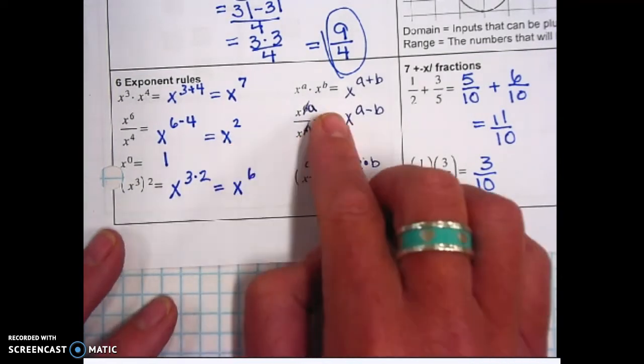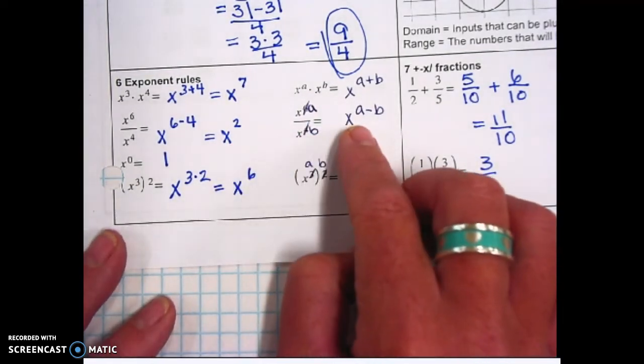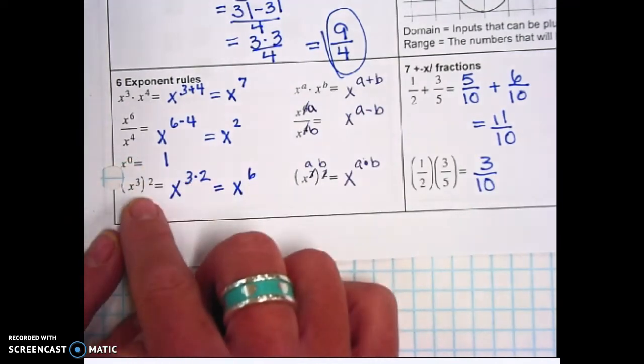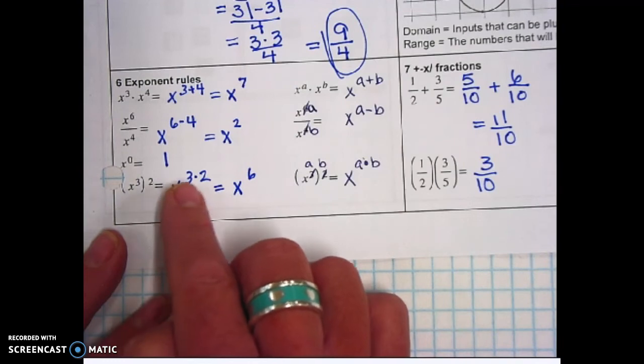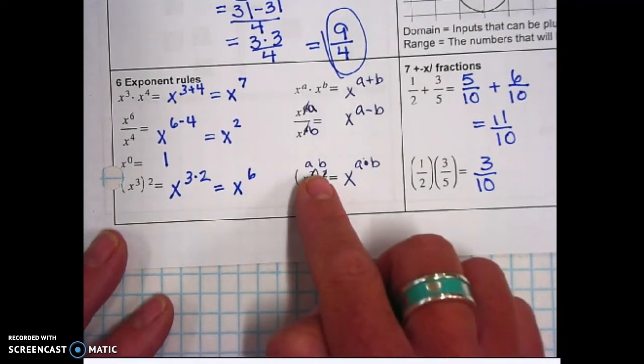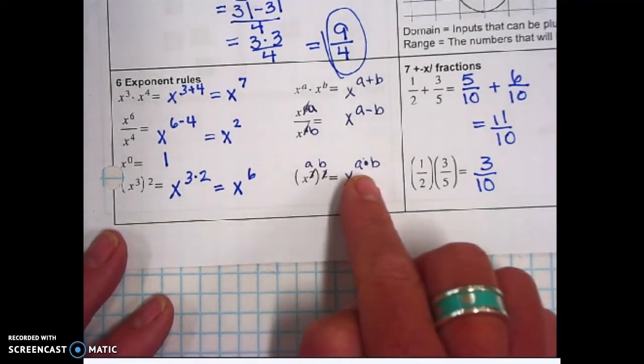We're going to generalize the rule. This should say a and b, so it's going to be x to the a minus b. X to the 0 is always 1. And then the last one is a power to a power. So you're going to multiply those exponents. So you should have x to the 3 times 2, which is 6. And then the generalized rule for a power to a power is a times b.